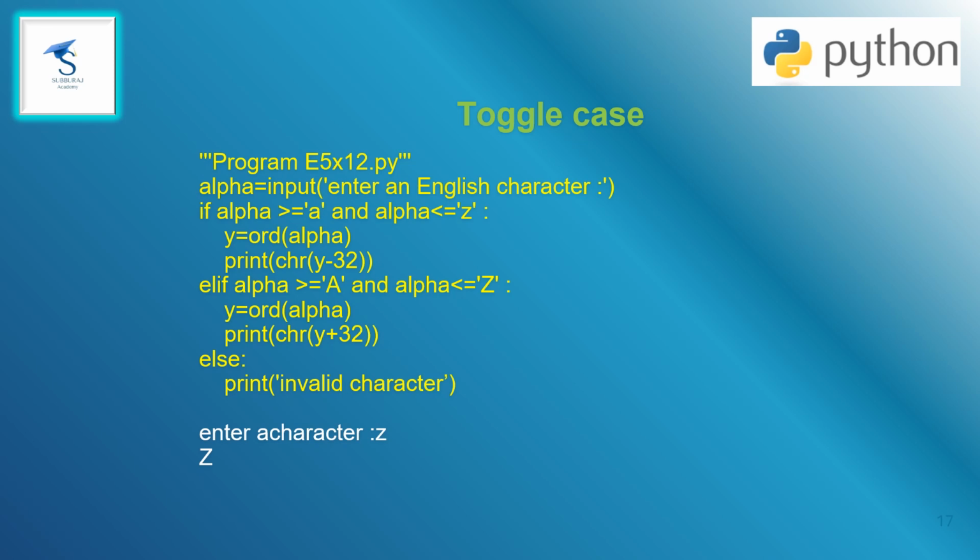So this is how it works. If you type some rubbish, then we will print invalid character. With the program output, it asks to enter a character. I typed lowercase z. I got the uppercase Z. So ord and chr are complementary functions. The ord gives you the Unicode code point corresponding to the character, and chr gives you the character corresponding to the code point. This program toggles case from lowercase to uppercase and vice versa.